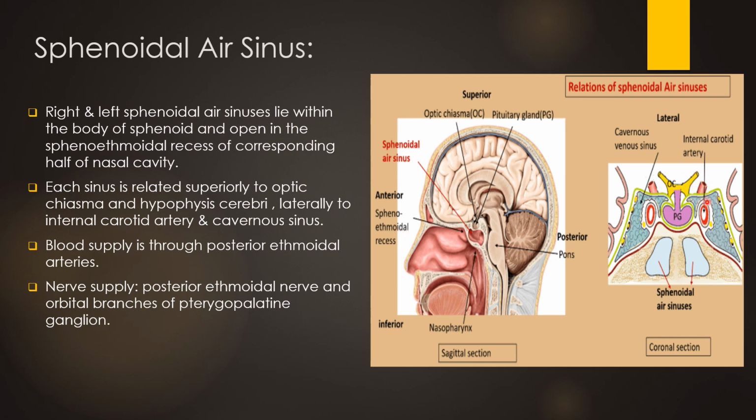Each sinus is related superiorly to the optic chiasma, and over here you can see the hypophysis cerebri. It is related to the internal carotid artery laterally and the cavernous sinus as well. The blood supply of the sphenoidal air sinuses is the posterior ethmoidal artery, and the nerve supply is the posterior ethmoidal nerve and orbital branches of the pterygopalatine ganglion.